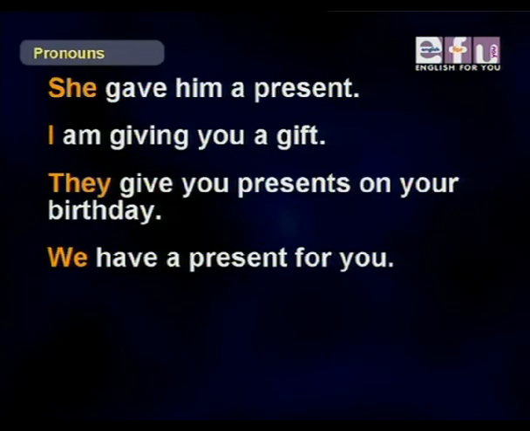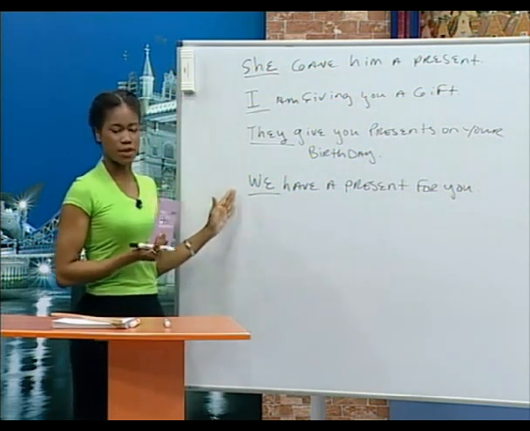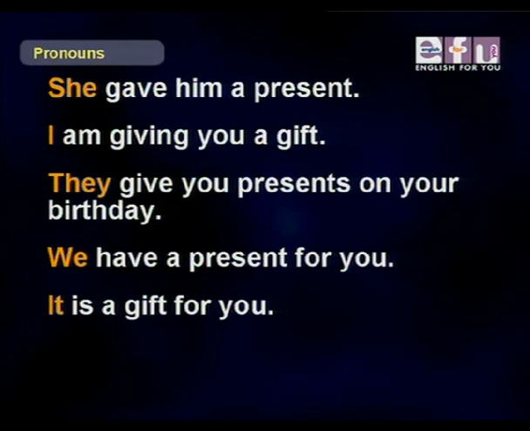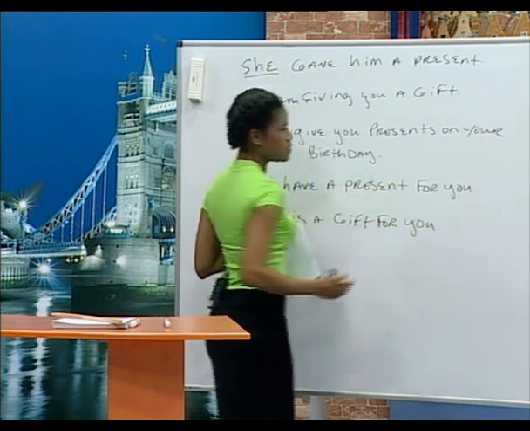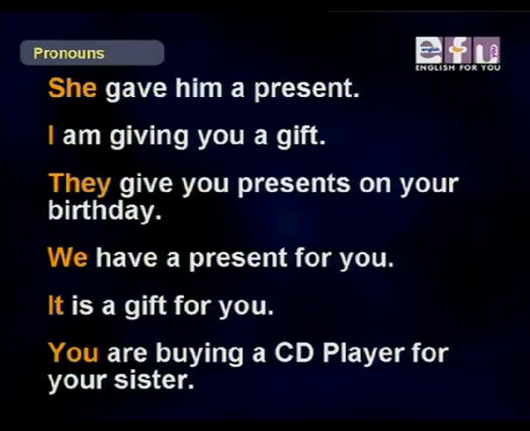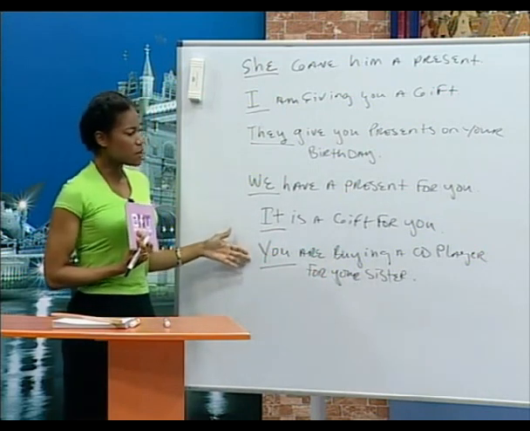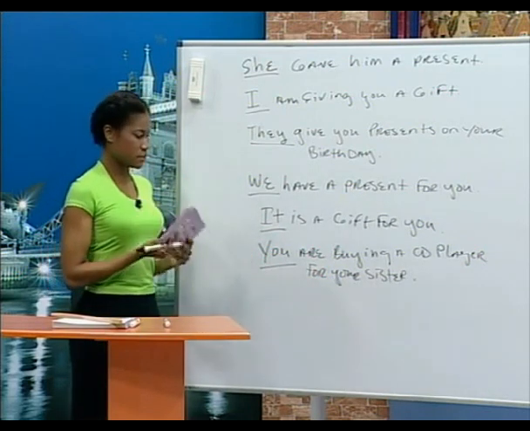Next example, we have a present for you. Subject pronoun is we. We have a present for you. It is a gift for you. Yes, even it can be a subject pronoun. So it is a gift for you. Last sentence, you are buying a CD player for your sister. Okay, subject pronoun is you. You are buying a CD player for your sister.